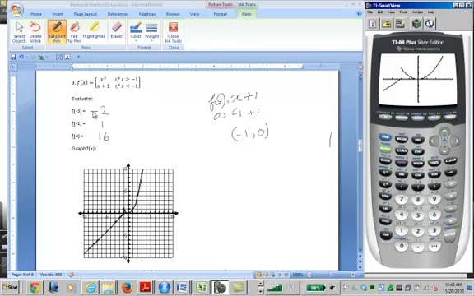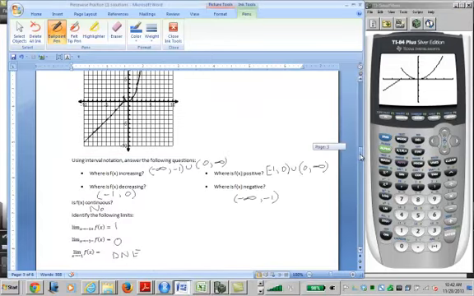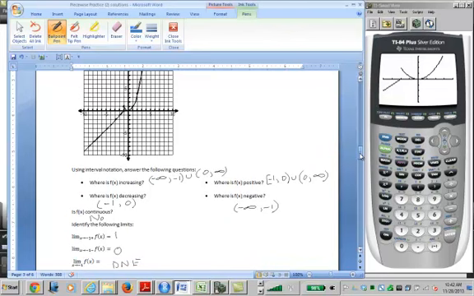Now, f of negative 3, that's definitely in the domain of x plus 1, so that's negative 3 plus 1, negative 2. F of negative 1, okay, that's in the domain of x squared. So that's going to be negative 1 squared, which is going to be 1. And 4, obviously, is in the domain of x squared. So that'll be 4 squared, that'll be 16. Okay. Now, let's answer some questions. Let's answer these questions here.